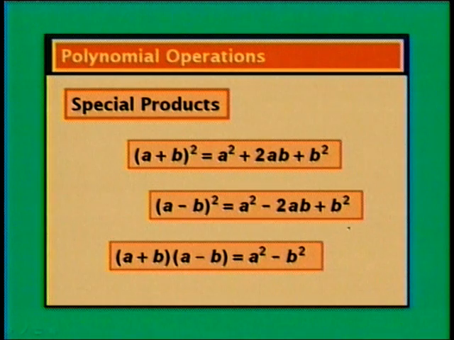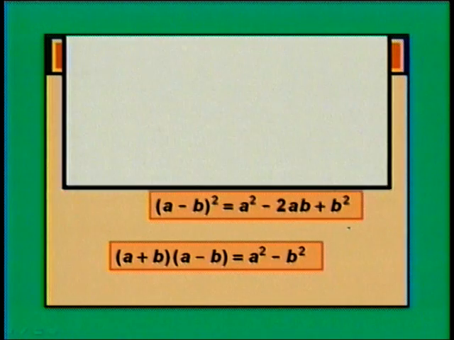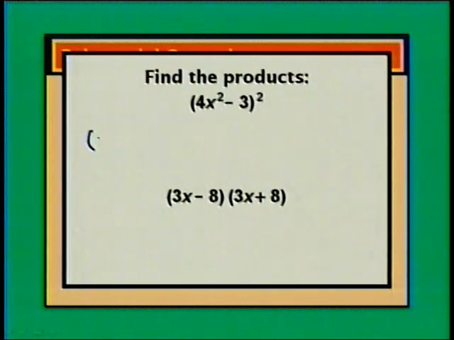Then we had a whole bunch of special products. The first two special products are called the square of a binomial. And the final product is called the product of conjugates. Let's see some examples. Suppose we want to find 4x squared minus 3 quantity squared.